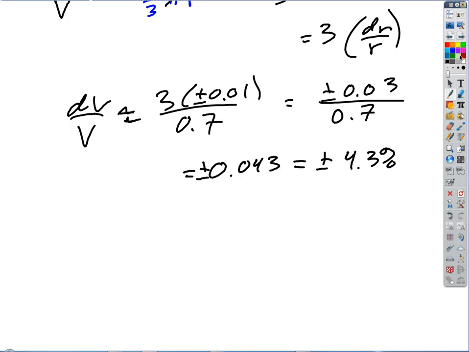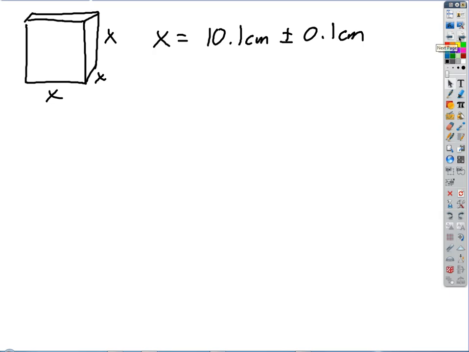Try one. I want you to tell me here, this time we have a cube, and we measure the side length of this cube to be 10.1 centimeters with a measurement error of plus or minus 0.1 centimeters. Okay, so I want to know what is the relative percentage error in calculating volume.